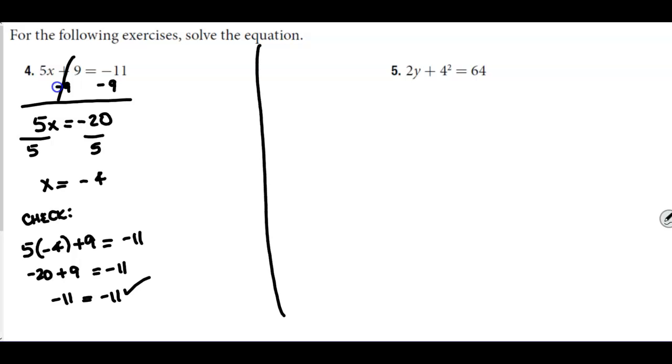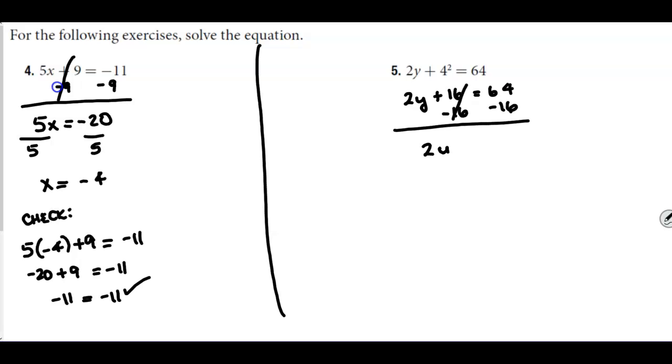Okay, so for number 5, we want to solve for the variable y. Before we do that, we need to do order of operations, which is 4 squared. Well, 4 to the second power equals 16, which is equal to 64. The next step is to subtract 16 from both sides.